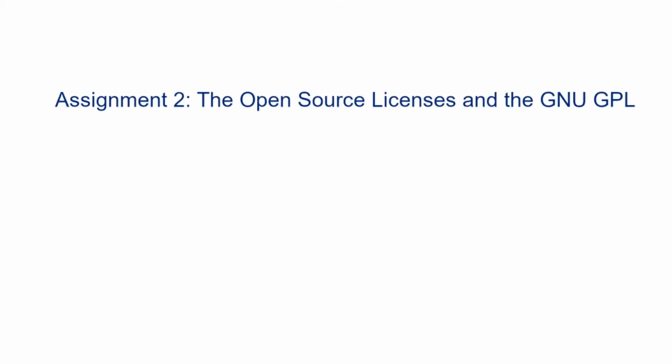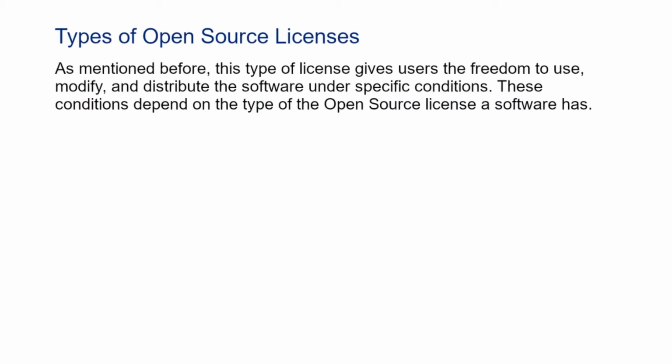Assignment 2. The open source licenses and the new GPL. Types of open source licenses. As mentioned before, this type of license gives users the freedom to use, modify, and distribute the software under specific conditions. These conditions depend on the type of the open source license a software has.